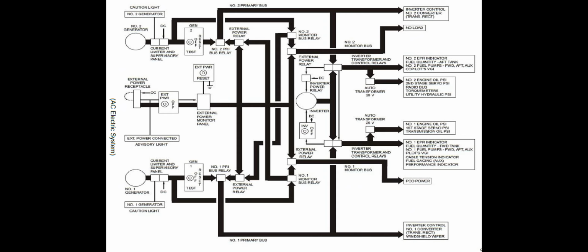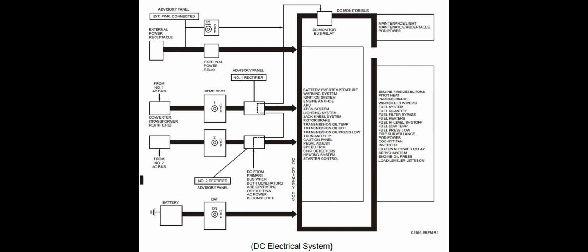Transfer power mode. Transfer control sequence occurs when one generator fails. Power is dropped from the operating generator's monitored bus and directed to the non-operating generator's primary bus. Current limiters protect the operating generator from an overload in the event of a short in the non-operating generator's primary bus.